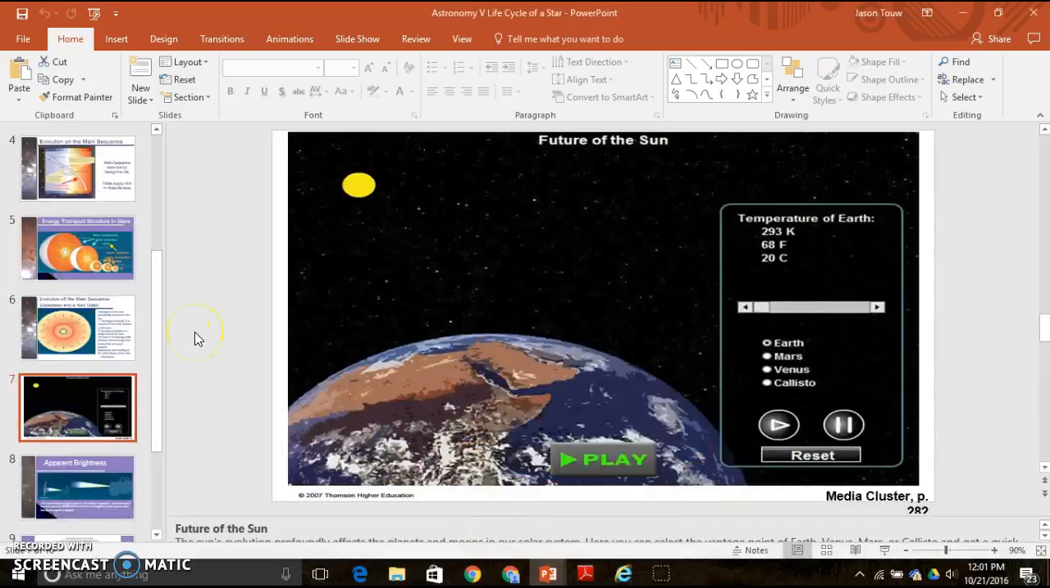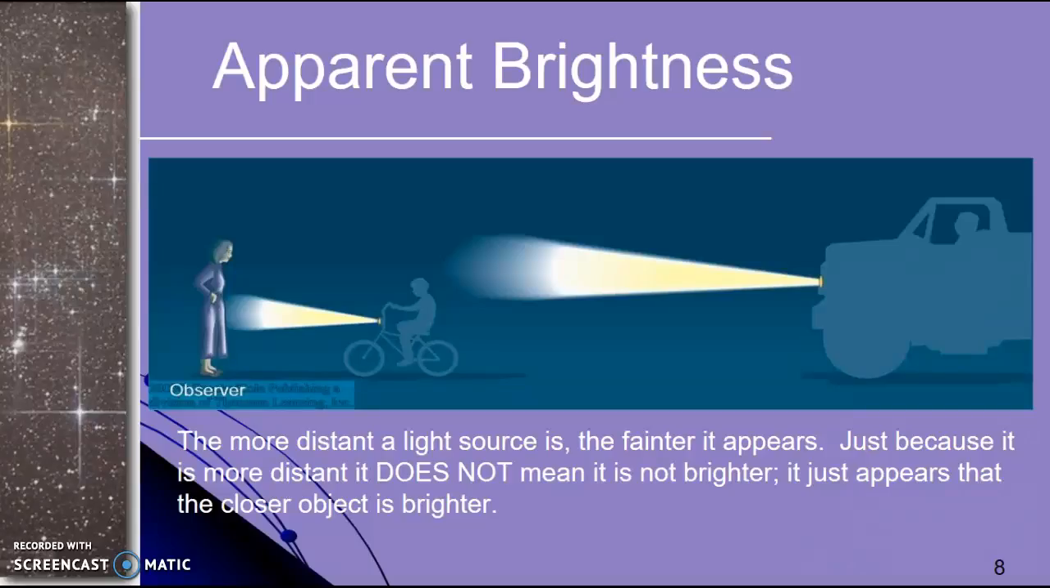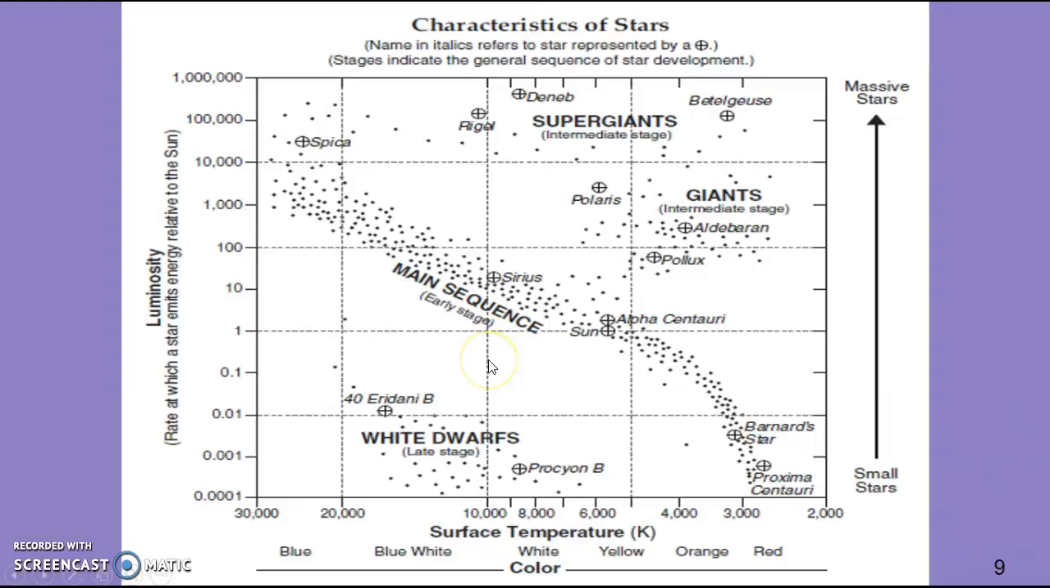So going back to where we were in our presentation, we stopped right there. So apparent brightness, we talked about this before. The more distant a light source is, the fainter it appears. Just because it is more distant doesn't mean it's brighter. Sirius is the brightest star in the northern sky. The only reason it's that bright is because it's so close. It's only 9 light years from Earth. It's not the biggest star or the brightest. It's apparently the brightest. So Sirius I like to think of as the kid on the bike here, who seems very bright, even though we all know the bike light is not that bright. It just seems bright because it's close to us.